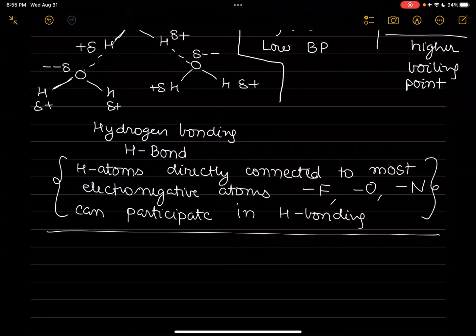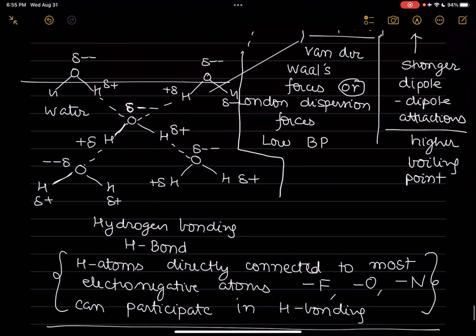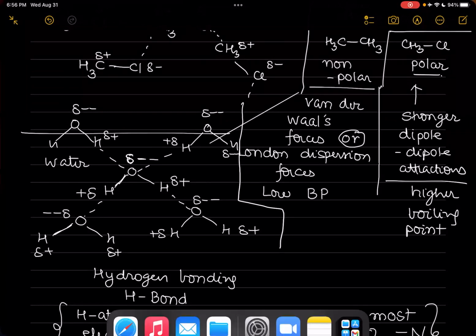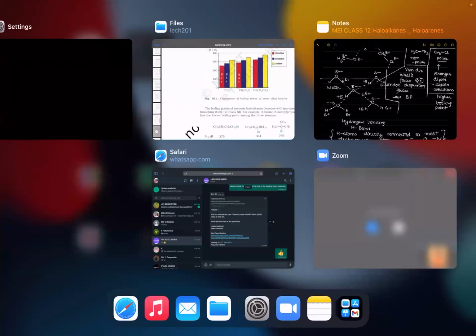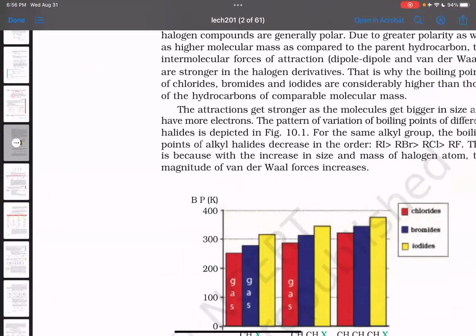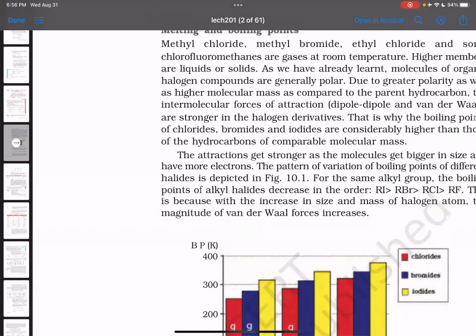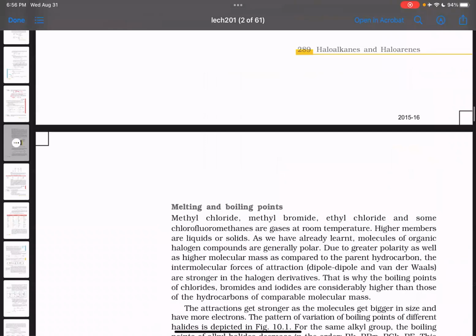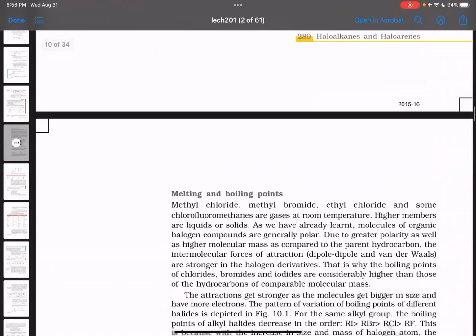So H bonding is going to be stronger than dipole-dipole attraction. So water will have a higher boiling point. You can see here, in this melting and boiling point section, the physical properties. I hope everybody can see your NCERT book.